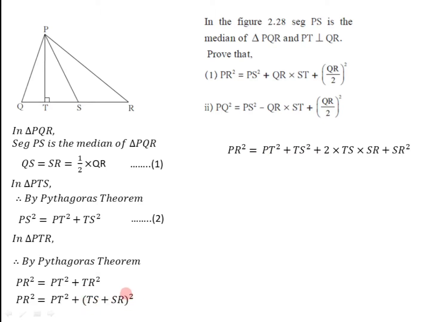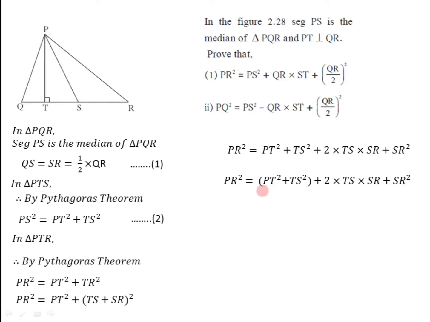So we have to use the expansion formula, (A plus B) bracket square, that is equal to A square plus 2AB plus B square. That means the first term square is TS, that's why TS square plus 2 into product of these two, that is 2 into TS into SR plus second term square, and the second term is SR, that's why SR square. If we further simplify, we get PR square is equal to PT square plus TS square. We'll collect these two first terms in bracket plus 2 into TS into SR plus SR square.